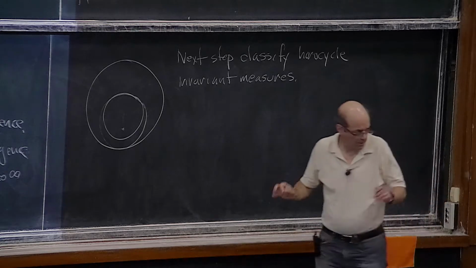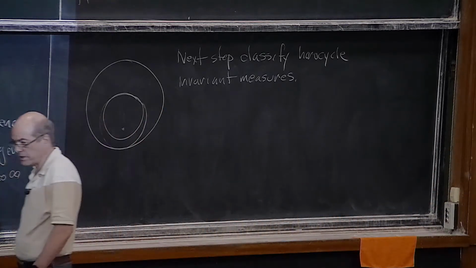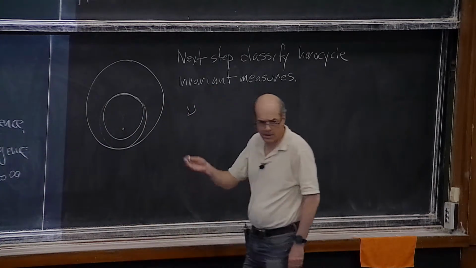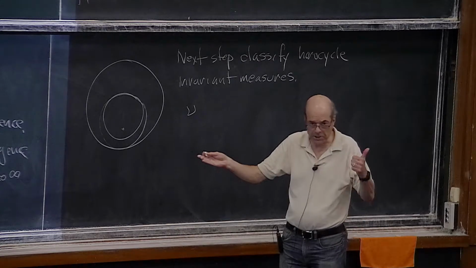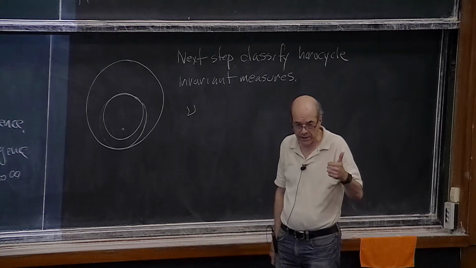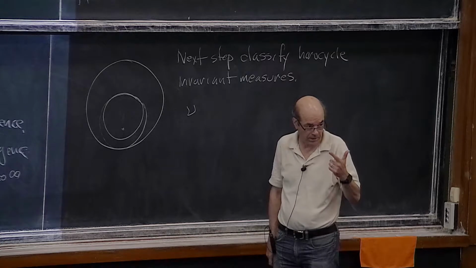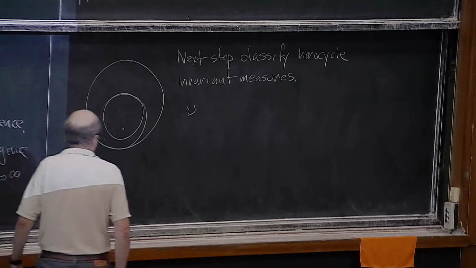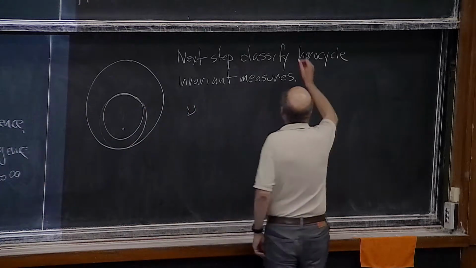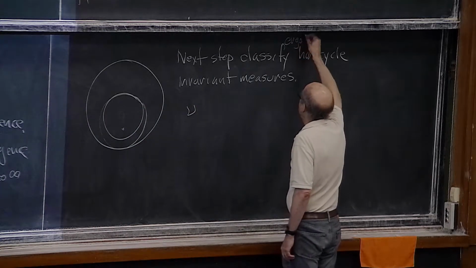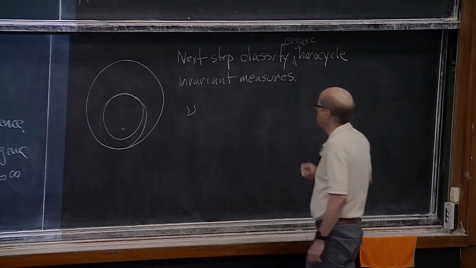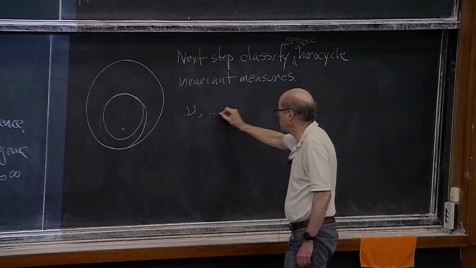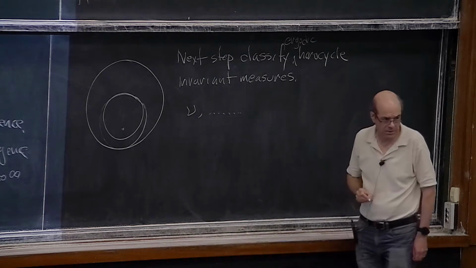Okay, so we classify horocycle invariant measures. We have this measure nu because it's SL2R invariant. As Barak explained, it's also horocycle invariant and ergodic for the horocycle flow because it's ergodic for the SL2R action. So let's classify ergodic horocycle invariant probability measures. So nu is on our list, and then we've got a collection of other measures.